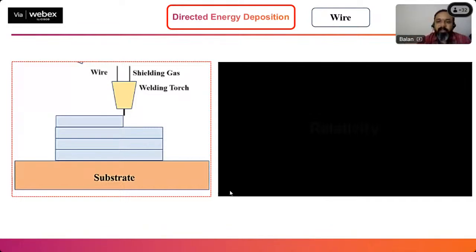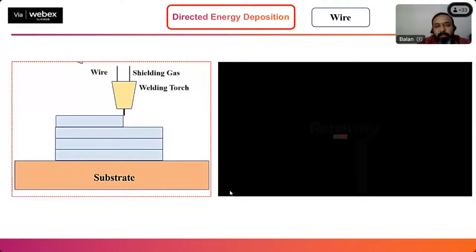So this is a company called Relativity. The company is inside NASA, and they are helping NASA people to build casings for their rockets, satellites and nozzles. Normally, if you want to make these casings, it will take more than 3 to 4 months. By this additive manufacturing technique, within 15 to 20 days, with wire additive manufacturing, they are doing it.